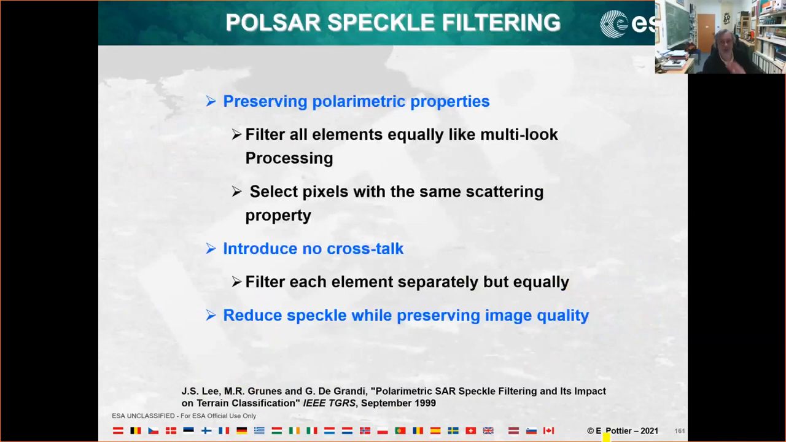Okay, so if I want to develop a polarimetric speckle filter, I have to keep in mind that I have to preserve the polarimetric properties between the different channels. If as the input of the speckle filter I have a single bounce scattering mechanism, as the output of the speckle filter it must again be a single bounce scattering mechanism. I must not transform this scattering mechanism into a double bounce. Okay? So I have to keep the polarimetric properties.